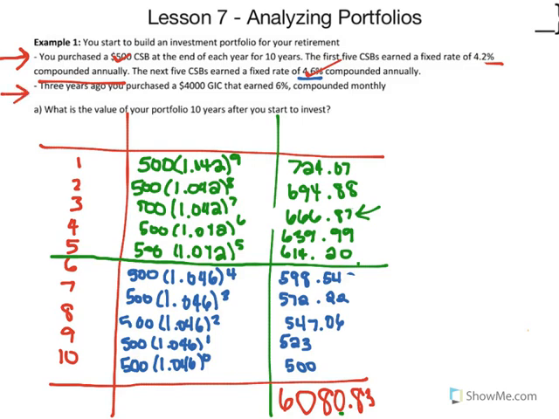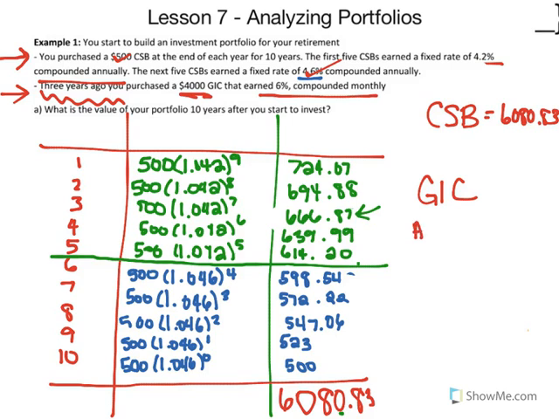Now we also bought a GIC. So for the CSB, we'll just write that number. You also bought a GIC, and you bought it 3 years ago. And it's a $4,000 investment, 6% compounded monthly. So A, P, r, n, t. We don't know what our future value is. Our purchase value was $4,000. Our rate was 0.06. It was compounded monthly, so 12. And it was 3 years ago, so for 3 years.